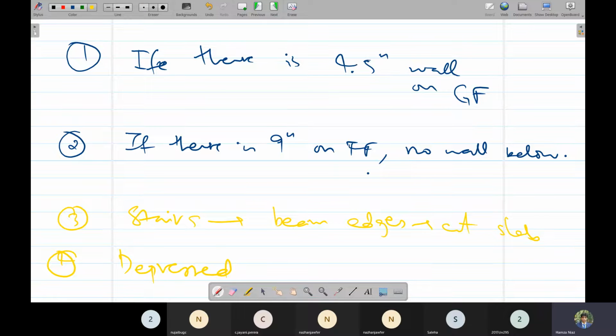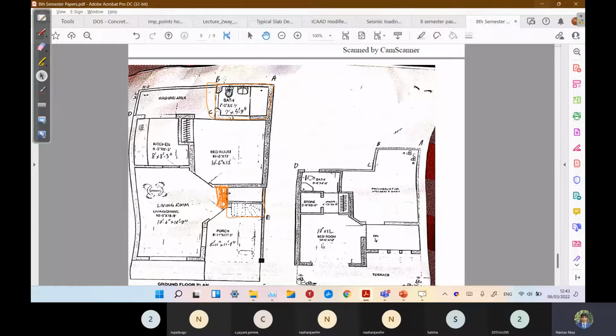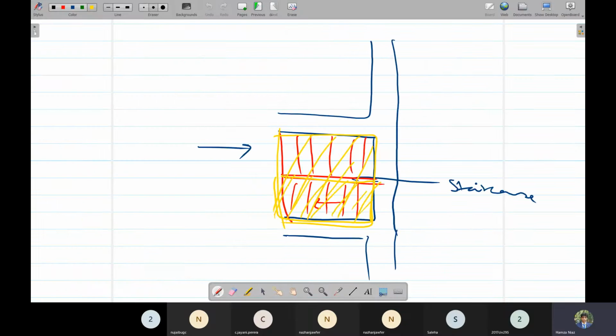If there is a depressed slab, where do we provide it? Suppose this is a ground floor washroom, and on top of this there is another washroom on the first floor. Remember, if there's a washroom on top of a washroom, then we only provide a depressed slab. In this case, there is no washroom, but if there was, then we would provide a depressed slab. Why? Because this washroom plumbing must fit in below the floor level.